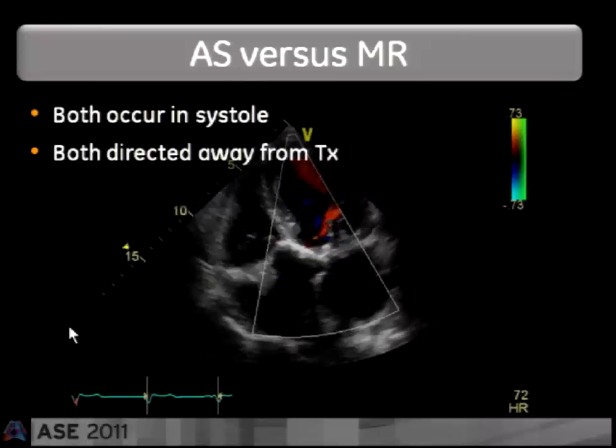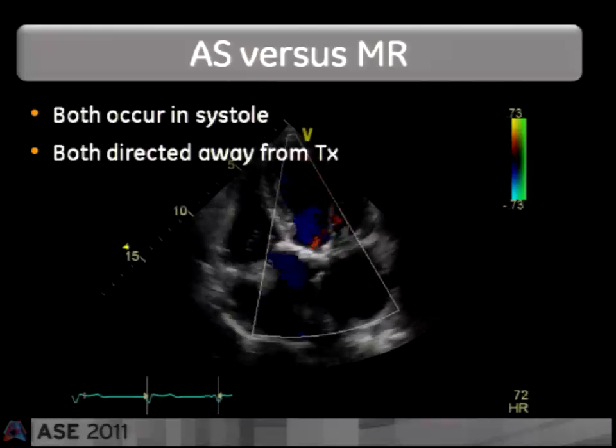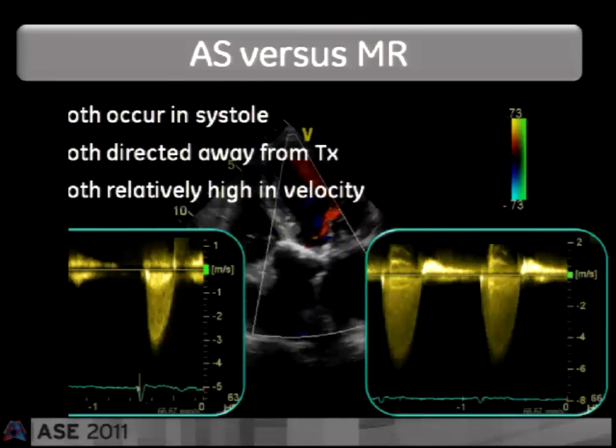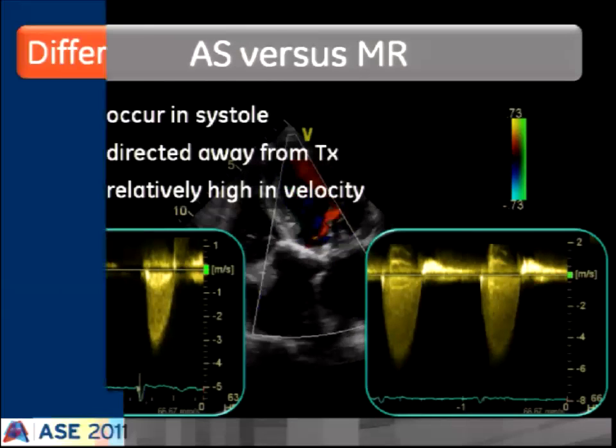Both are directed away from the transducer. And in the case when you've got significant aortic stenosis, both are going to be relatively high in velocity. So this is one of the problems that we have. So in this example here, we're not sure if this is aortic stenosis, this is mitral regurgitation and so forth. So we're going to look at how we can identify these. I'm sorry, that slide's gone a bit wonky there.